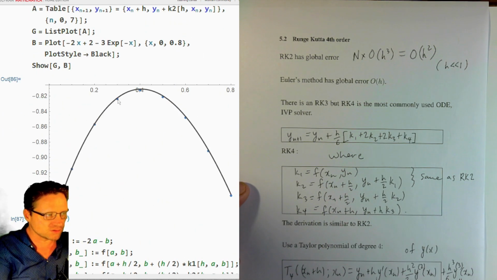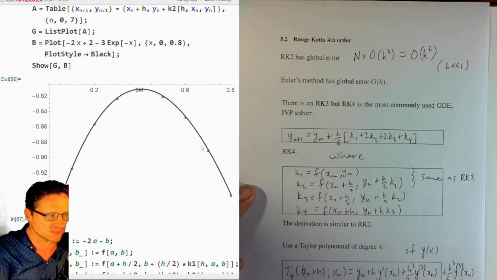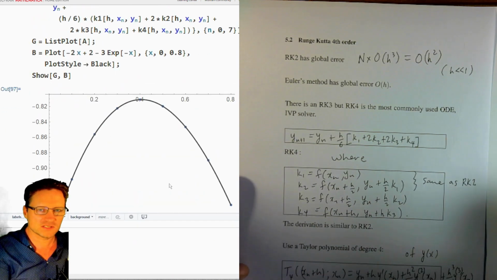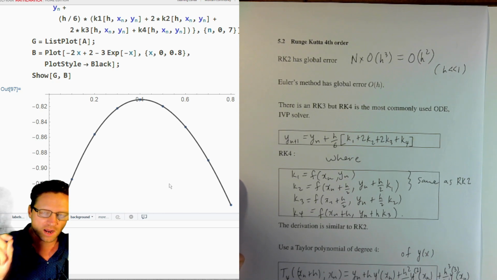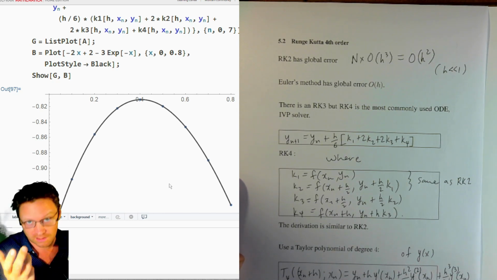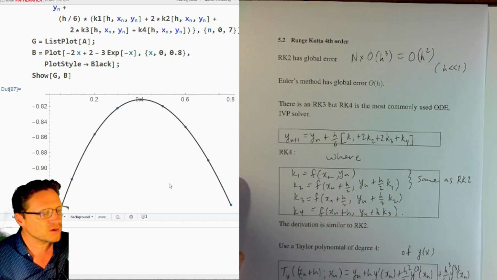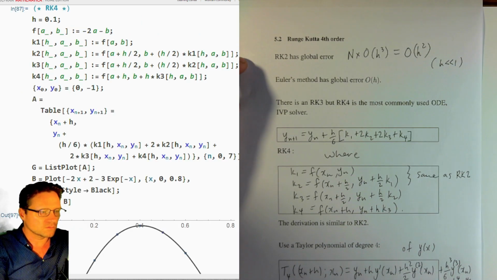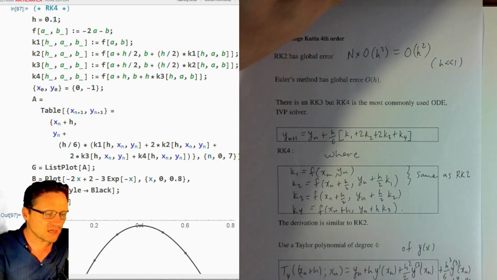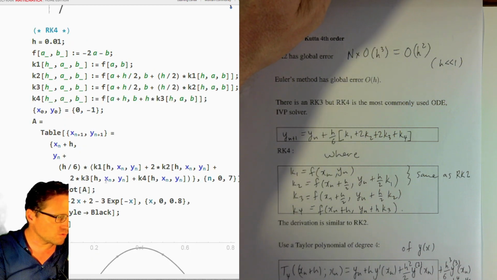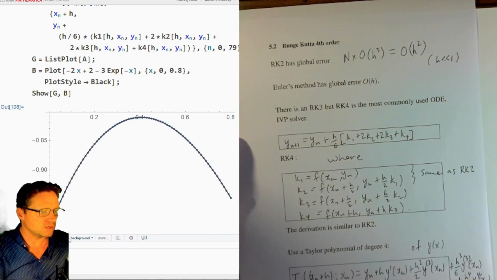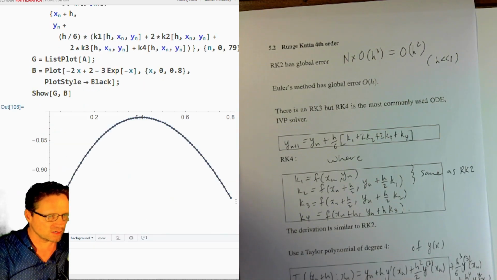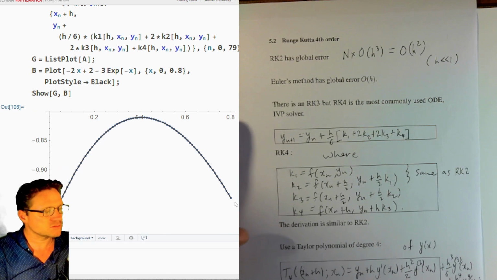I can see with RK2, they're slightly under the analytic solution there. But with RK4, even with this massive step size of 0.1, we have solutions that look like they're right on the analytic solution. Okay, so let's change this now to 0.01. And remember, I need to change the end point in the tabulation to 79. And you can see that's beautiful. It's a very nice numerical solution to this differential equation.